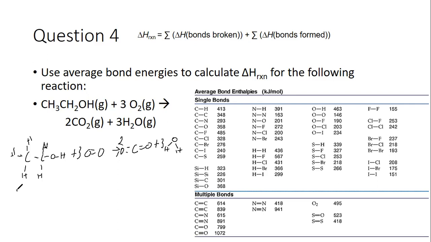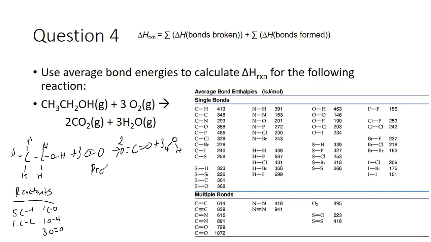Okay, so let me do my reactants. That is the left side of the arrow. I have 1, 2, 3, 4, 5 carbon-hydrogen bonds. I have 1 carbon-carbon bond. I have 1 carbon-oxygen bond and 1 oxygen-hydrogen bond and 3 oxygen-oxygen double bonds. So when you have the coefficient in front, that's telling you how many molecules you have, right? So here I had 3 oxygens, so I need 3 oxygen-oxygen double bonds.